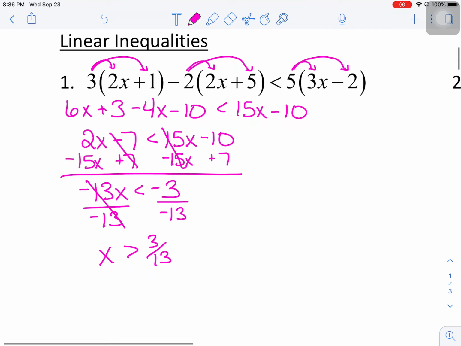So I have flipped it, and now I have the inequality that says x is greater than 3/13, or 3 over 13. So to graph it, draw myself a little number line. I have the critical value of 3 over 13. No, I do not need you to put 0. I don't need you to put 1. You could if you want to, but you don't have to.